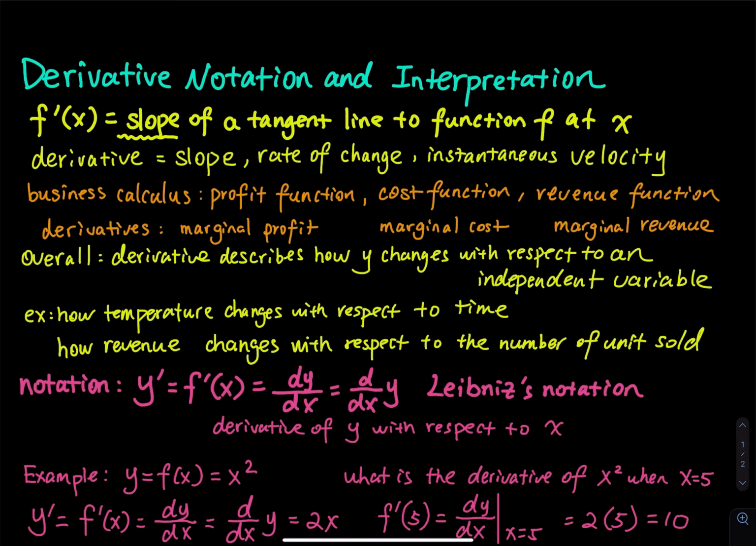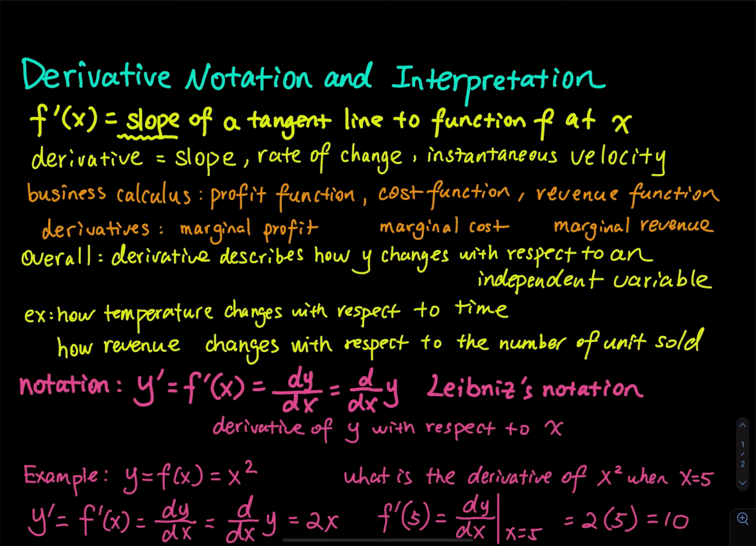Let's talk about derivative notation and interpretation. So we have f prime of x. f prime of x is the slope of a tangent line to the function f at x. So the derivative has multiple names. In general, we call the derivative slope. And in application, you can call that rate of change, and sometimes in physics, we call that instantaneous velocity.